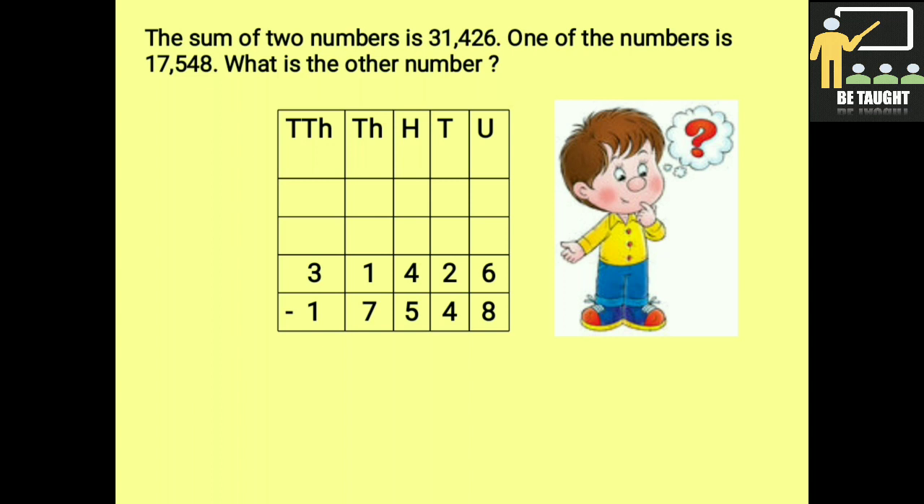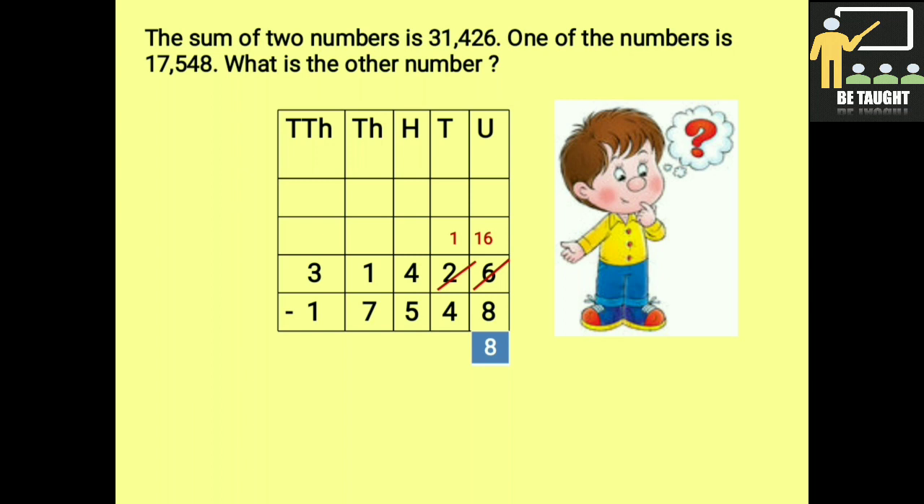We start solving from the units place. 6 minus 8 is not possible, so we borrow 1 from the tens place. So here it will become 16. 16 minus 8 is equal to 8. Since we had borrowed 1 from the tens place, so we write the number which comes before 2, that is 1.